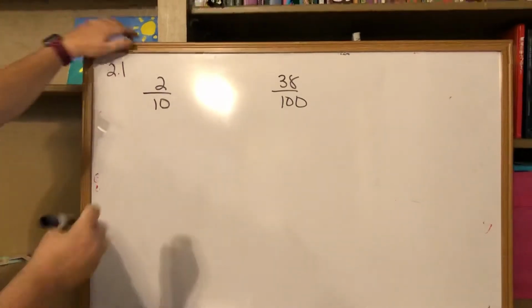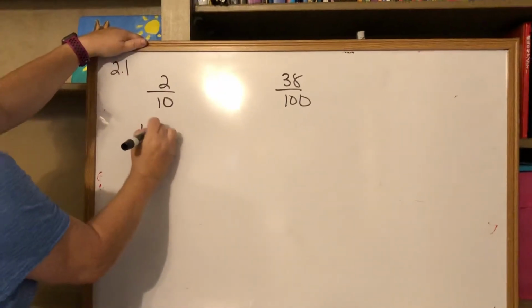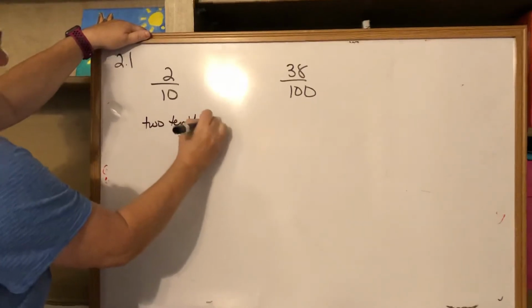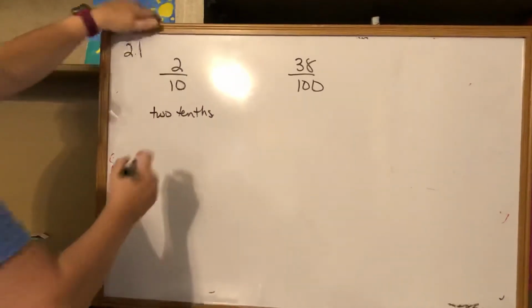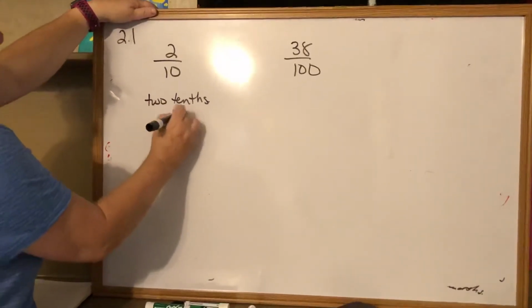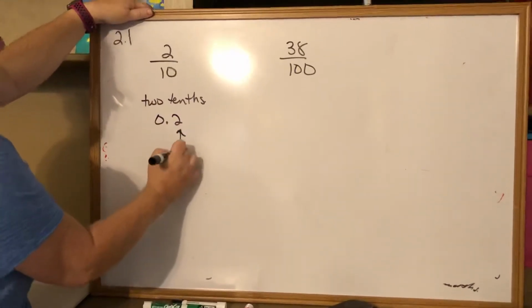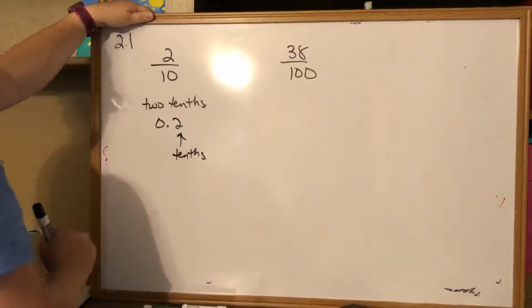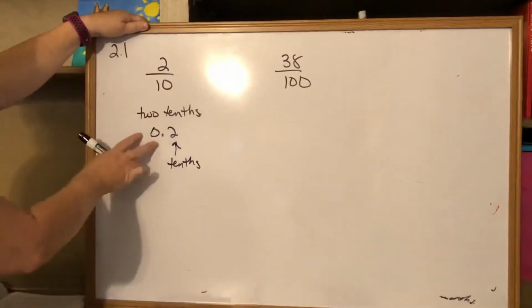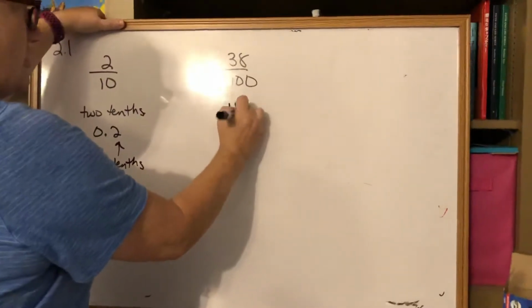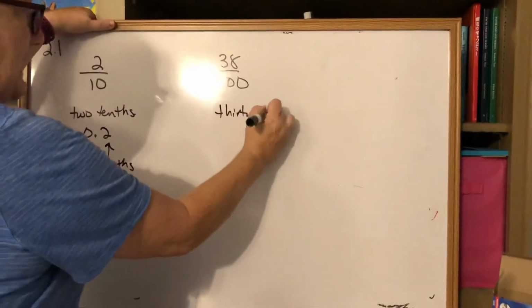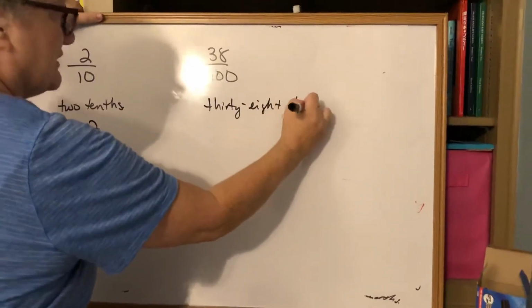If we wanted to write this, we could write it as 2 tenths. But you also need to simplify this. If we wanted to write it as a decimal, it would be 0.2 because this 2 is in the tenths place value. So 2 over 10 would just be 2 tenths. Here, this is 38 100ths or 38 hundredths.